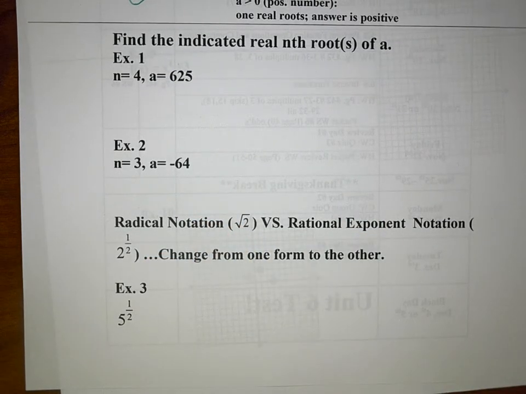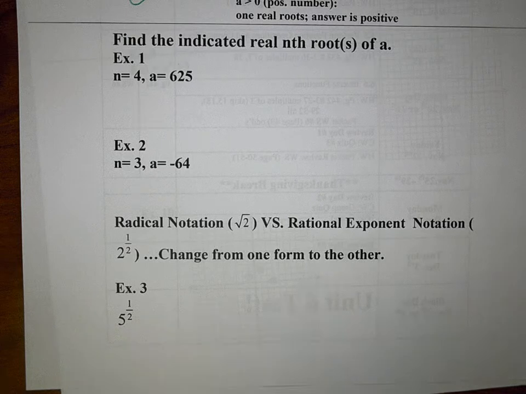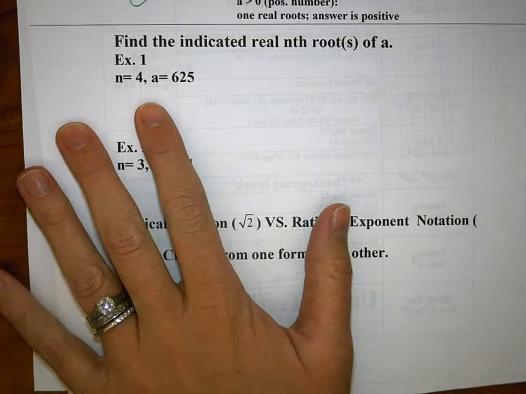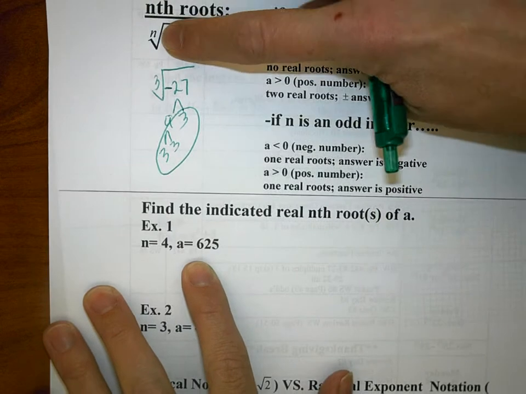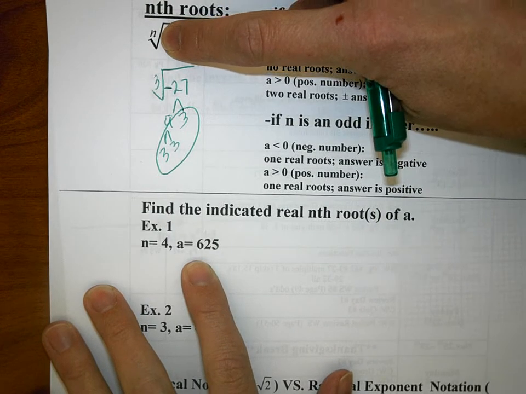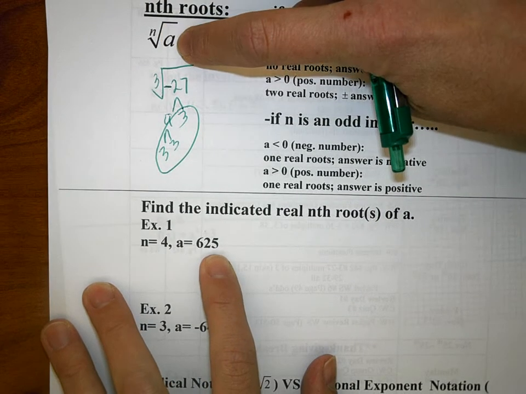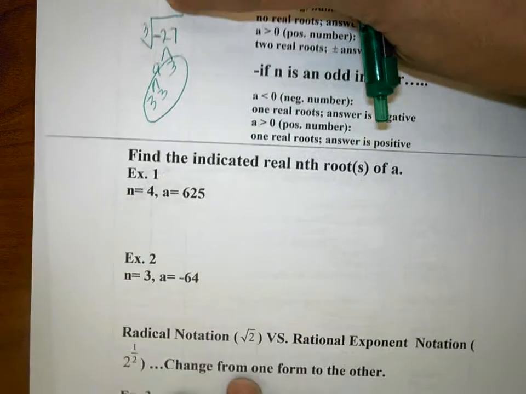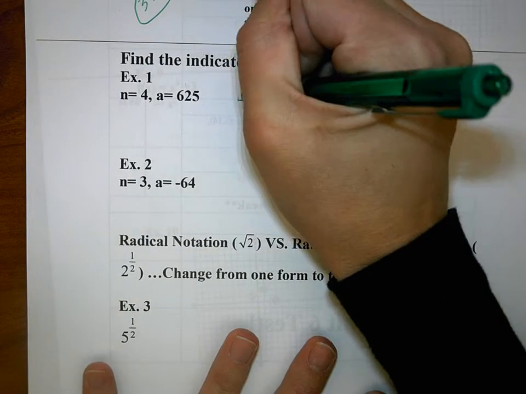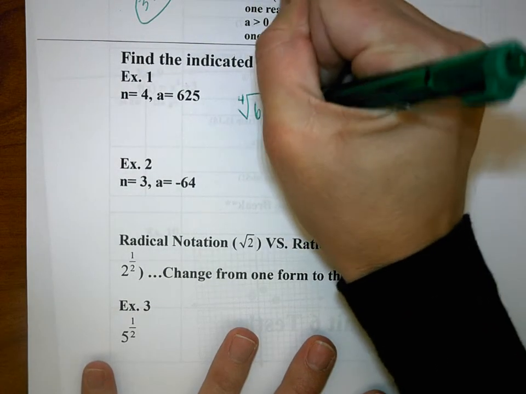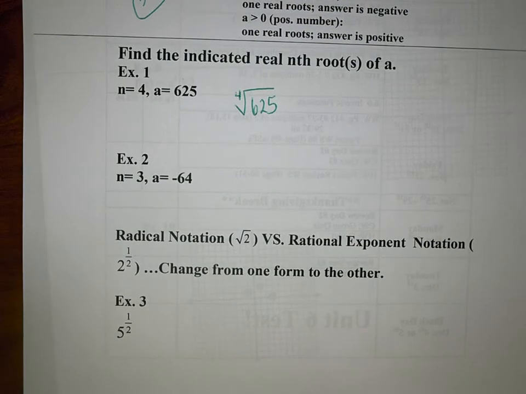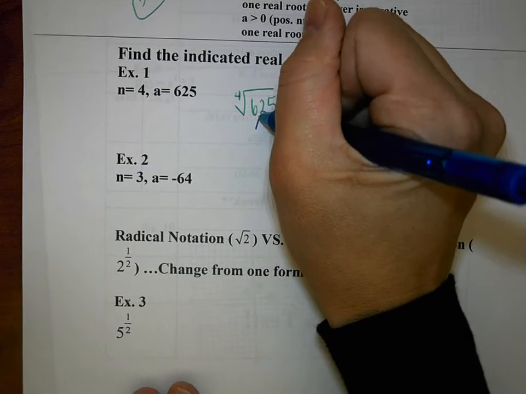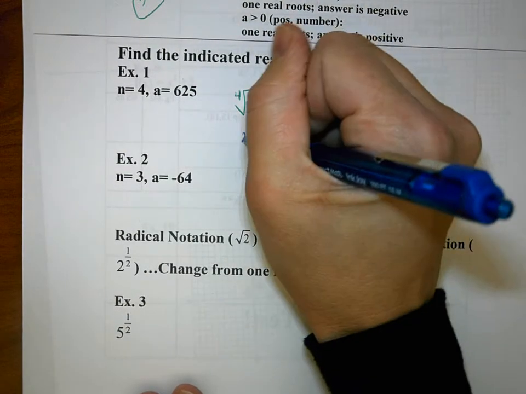Find the indicated nth roots of example 1. So what they're telling you right here when they say n is 4 and a is 625, n is your root number and a is the number that goes under the root. So when I write this, this is going to be the 4th root of 625, which means how many will I need for a group? 4. So you get 5, right? 5 is correct. Okay, so 625 breaks down to 25 times 25.